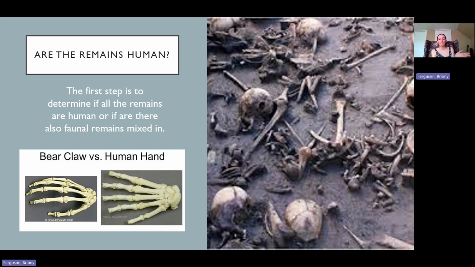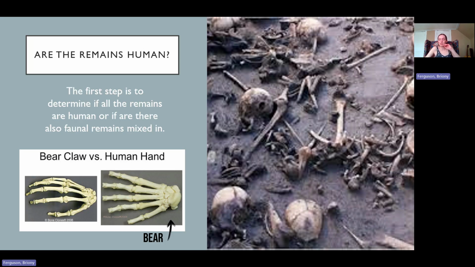All right, so are the remains even human? You can see here, we've got two different hands. One of them is a bear claw. One of them is a human hand. I'm going to let you take a second to form a guess over which is which in your own head. But you can see here why somebody might easily get confused. If you are not trained to notice the differences, then you're probably not going to.